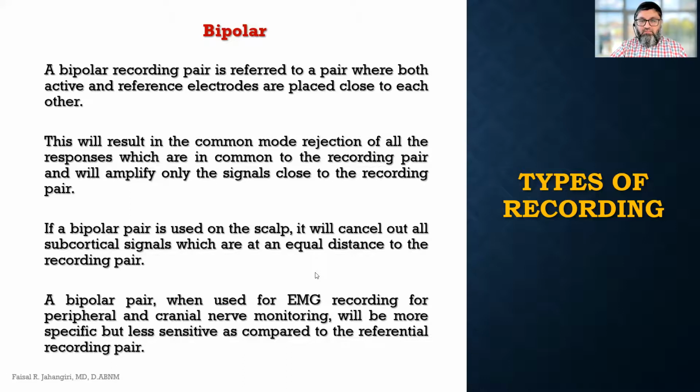So you can precisely identify because both electrodes are in the same muscle, such as orbicularis oculi, mentalis, masseter, any muscle. So depending on whichever muscle you are using, if you're using a bipolar pair, you will be more specific and precise, but less sensitive. So if the signal is a little bit far, you will not be able to pick it up.